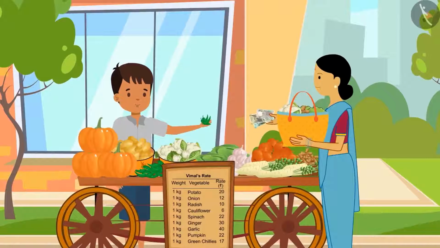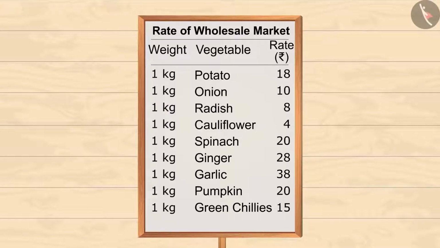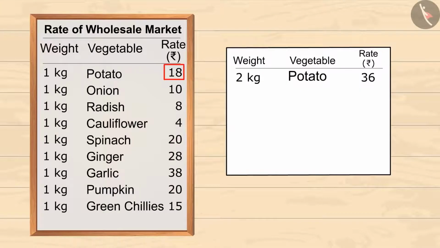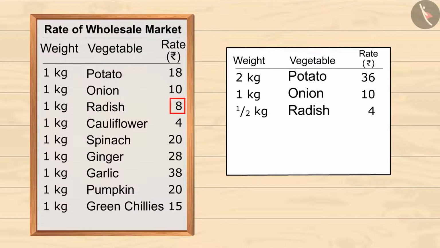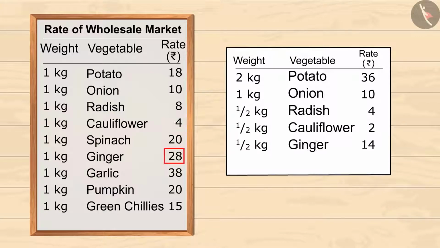You saw Sharma auntie gave 75 rupees to Vimal. Can you guess how much profit Vimal has gained? Let's calculate this together. This is the price of the wholesale market. According to this, Sharma auntie should give Rupees 36 for 2 kg potatoes, Rupees 10 for 1 kg onion, Rupees 4 for half a kg radish, Rupees 2 for half a kg cauliflower, and Rupees 14 for half a kg ginger. So, the total is 66 rupees.